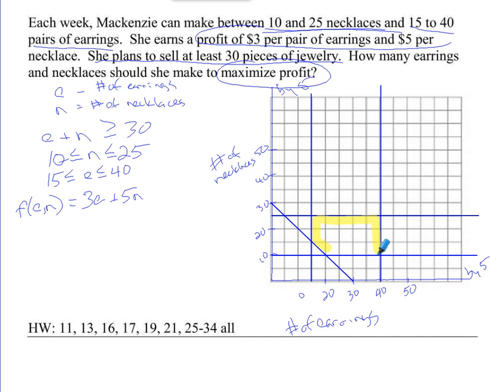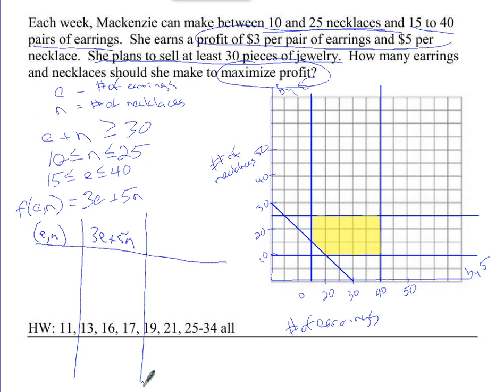So now that I'm looking at this feasible region, I can see that I have 5 ordered pairs. This is a lot like the previous problem. I have 5 ordered pairs that I need to consider for my maximized profit. So I'm going to make my E comma N, and then 3E plus 5N, and my 3-column table. Now we just got to pick out all those vertices.